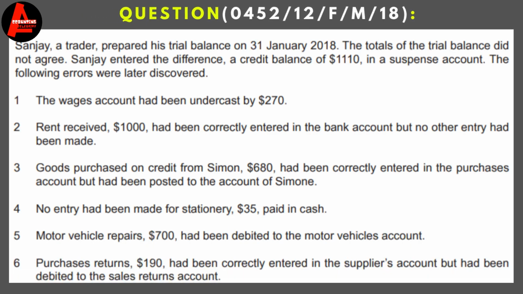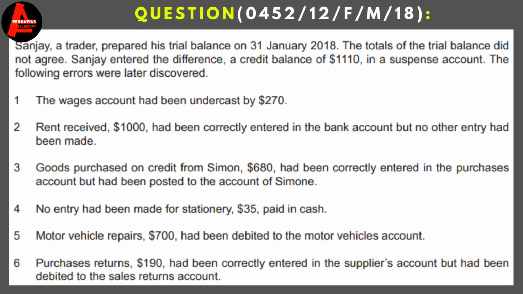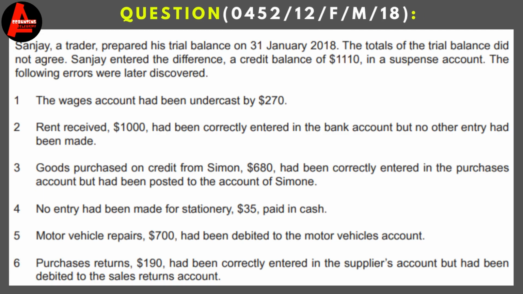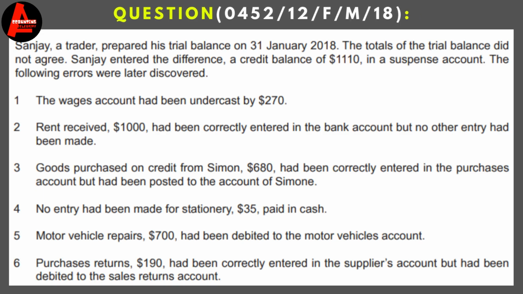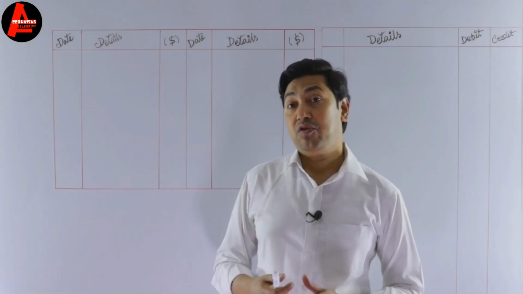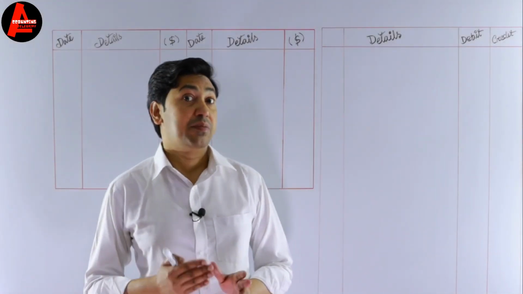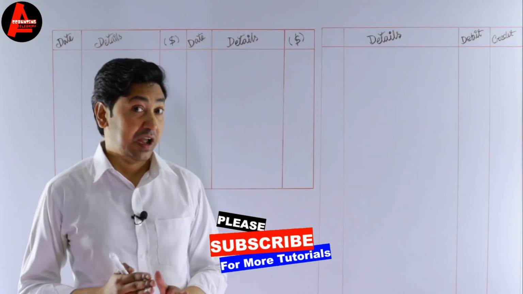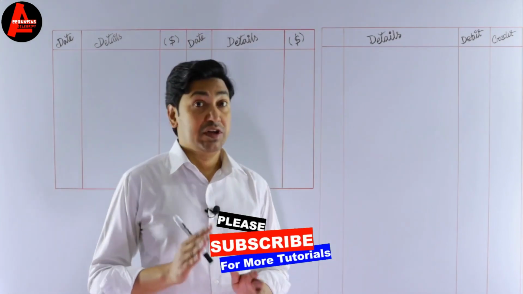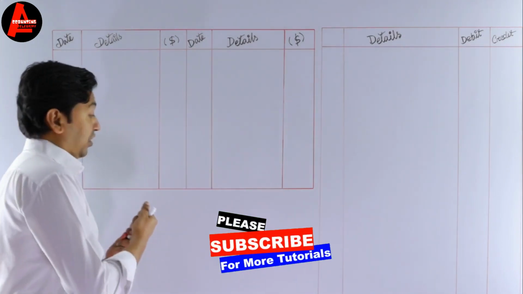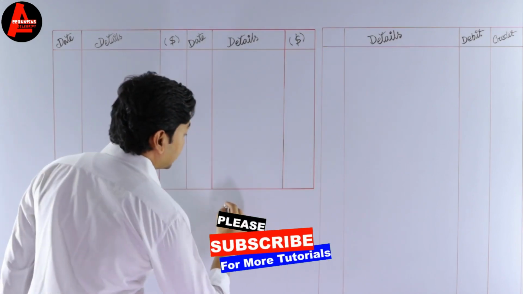Sanjay, a trader, prepared his trial balance on 31st January 2018. The totals of the trial balance did not agree. Sanjay entered the difference, a credit balance of $1,110 in a suspense account, and the following errors were later discovered. So he tried to balance the trial balance, but it was not balanced, so he got a difference which is $1,110.